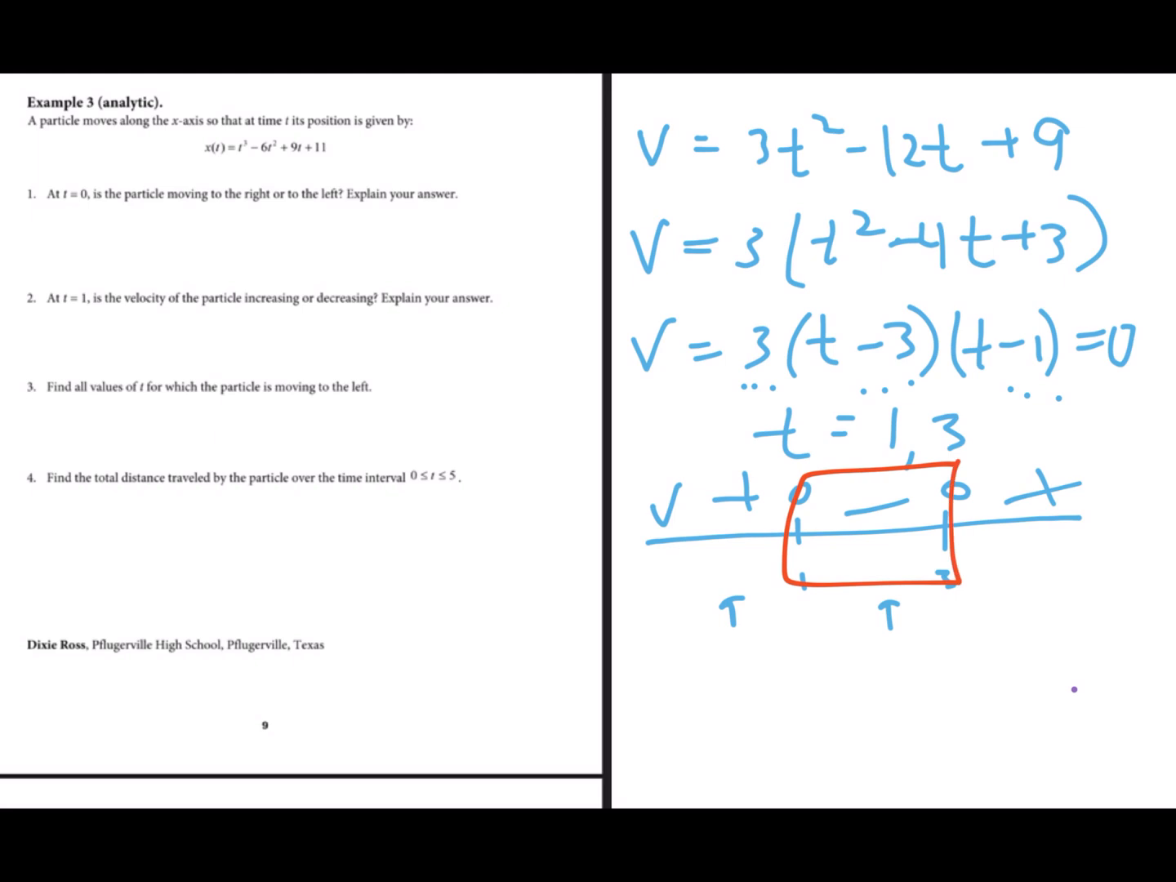Which is the derivative of my position function. So I'm moving left on the interval from 1 to 3. I'm not going to include 1 or 3 because I am not moving at all at time 1 or time 3. Think about why. Why am I not moving at all at time 1 or time 3? The answer is because the velocity is 0 there. So that's why I have an open interval for when I'm moving left. Hopefully that makes sense.